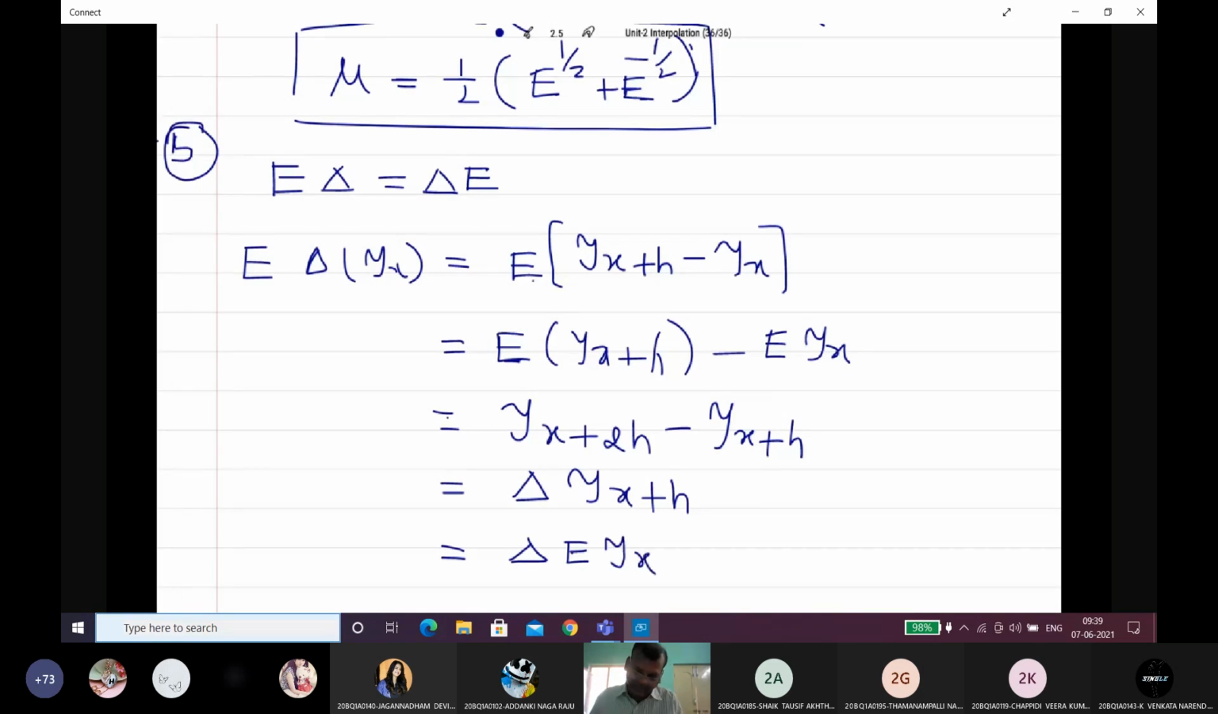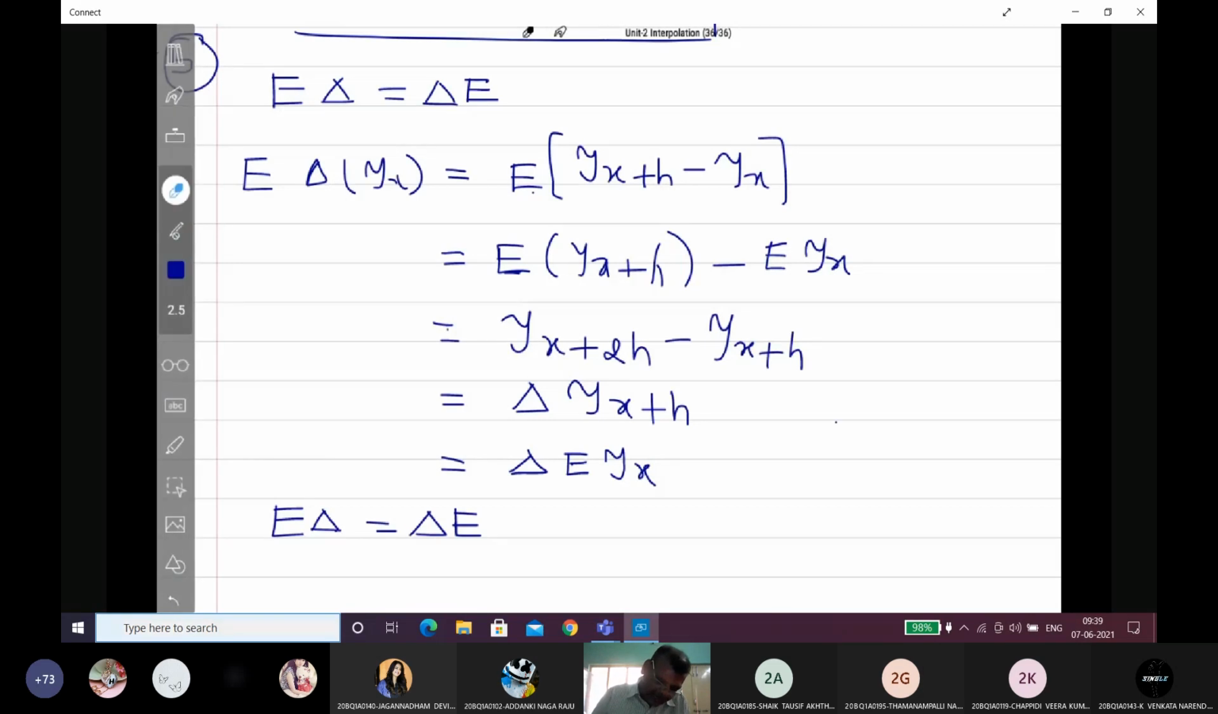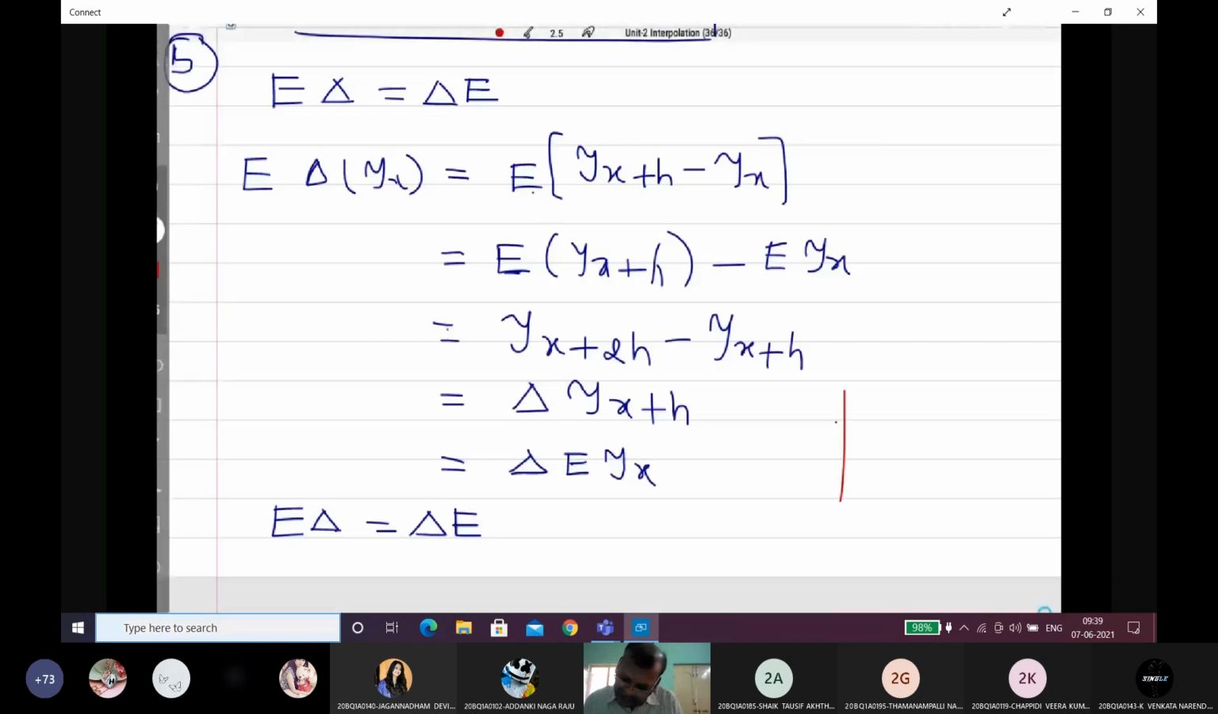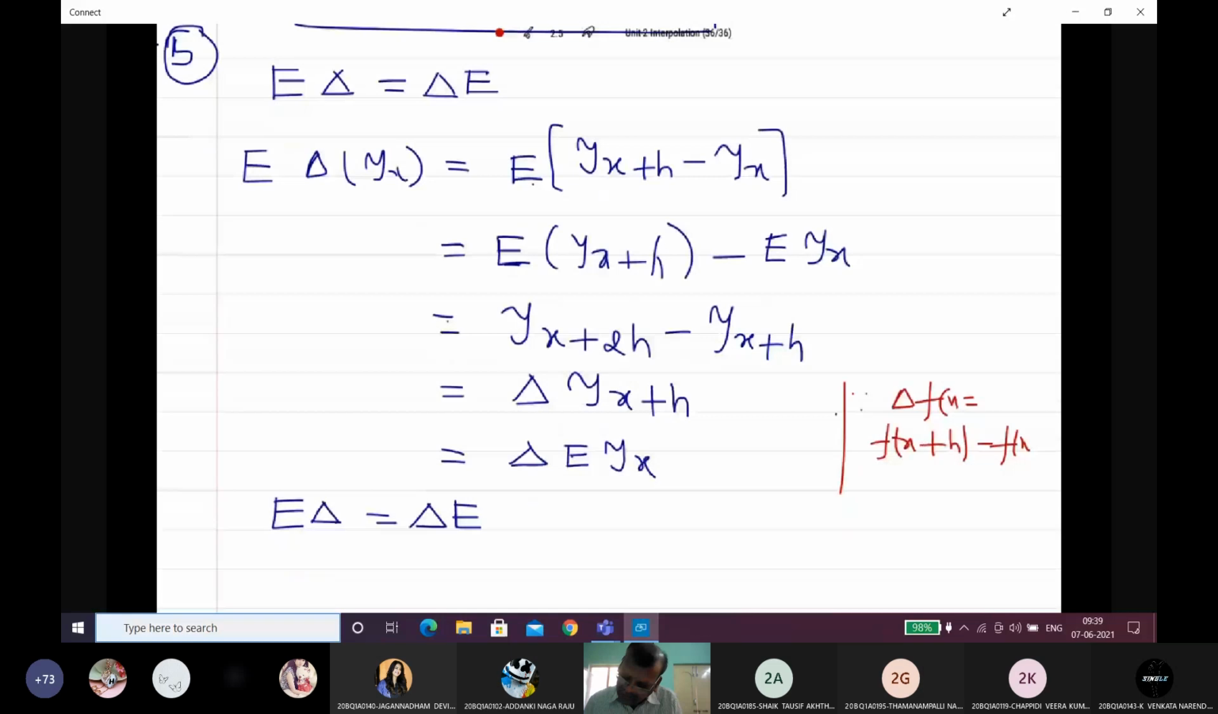E of y of x. Therefore, E delta is equal to delta U. These are the formulas we have already written in the definition form.